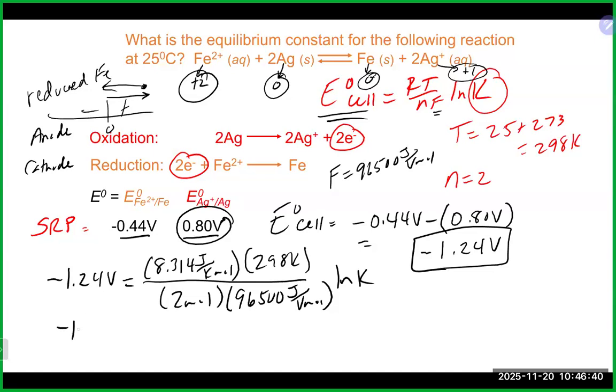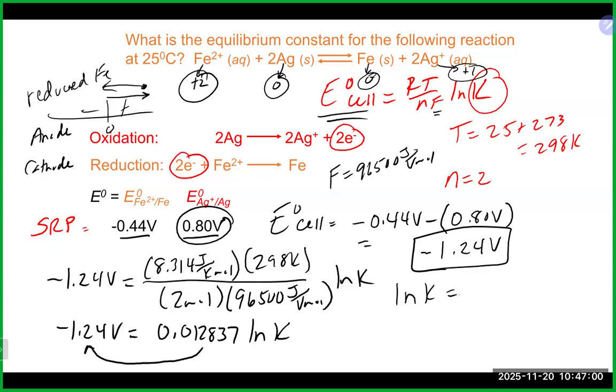That's going to give me negative 1.24 volts is equal to 0.012837 natural log of K. I'm obviously going to take this guy back over that way. And that will give me negative 1.24 divided by my number there. And that's going to get me the natural log of K is equal to negative 96.595, we'll call it in that case.